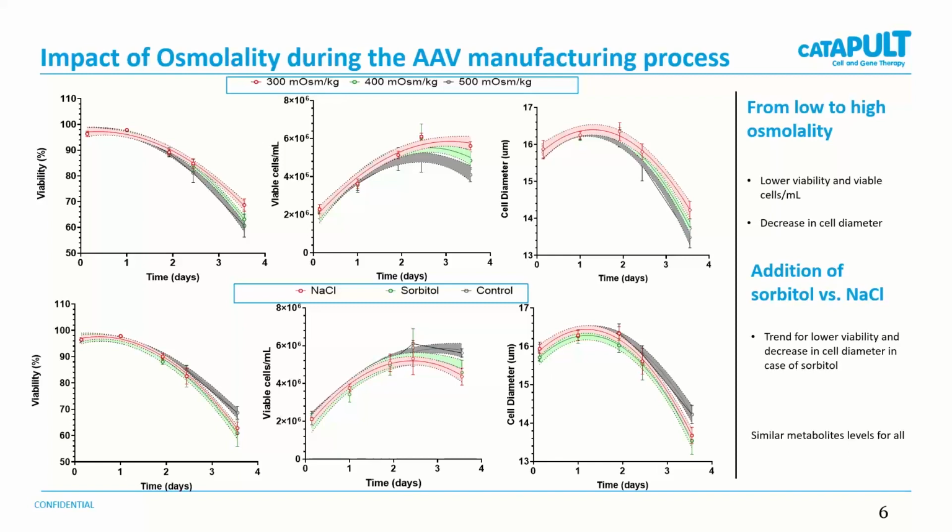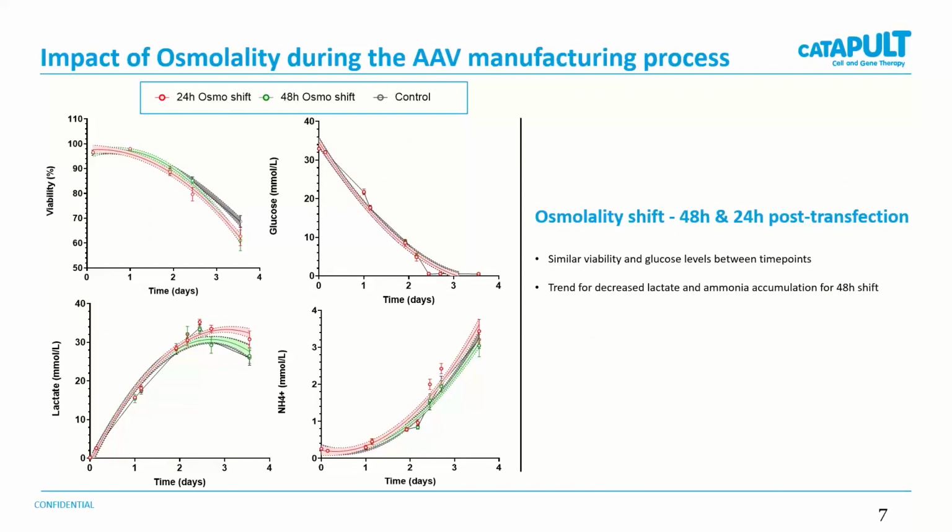I'm not showing the data on this graph, but concerning the metabolite level for all those conditions, all those comparisons, they were similar for all conditions. But having a look at the difference between shifting osmolarity at 24 hours post-transfection, at 48 hours post-transfection, and no shift, we can see a trend for a decrease in lactate and ammonia accumulation when we do the shift later in the process, so at 48 hours post-transfection.